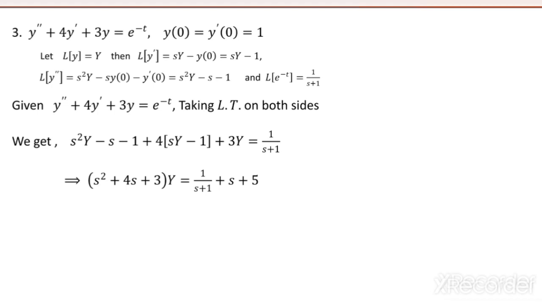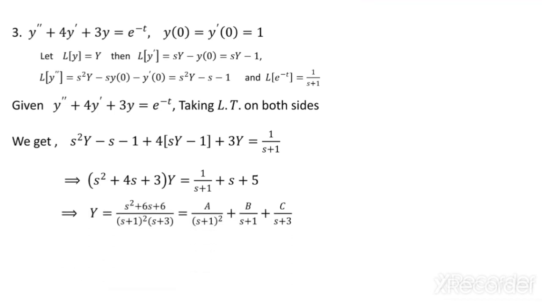Take LCM, s plus 1 LCM, and simplify that. So we'll have s plus 5 into s plus 1 plus 1 divided by s plus 1. Simplify that, you will get s square plus 6s plus 6 divided by s plus 1, and take the left hand side coefficient s square plus 4s plus 3 to this side. Factorize it, so we'll have s plus 3 into s plus 1. So together with the earlier s plus 1, we have s plus 1 the whole square into s plus 3. So just go through it, you can simplify, it's not a big task.